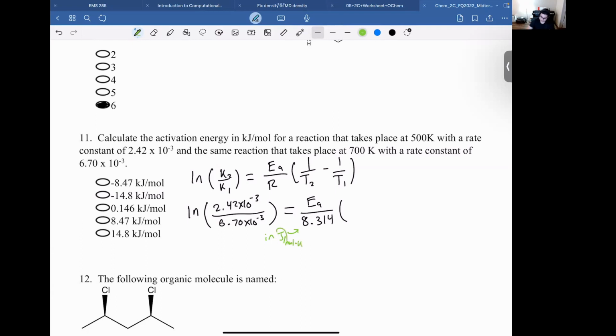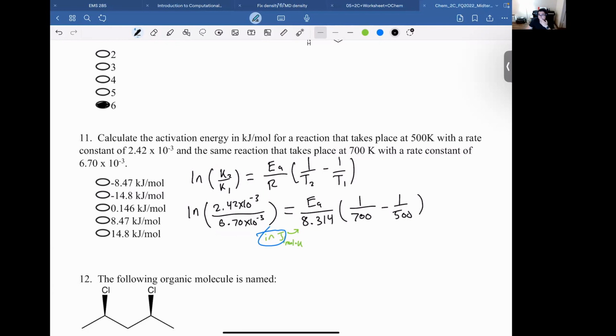Really key thing is that this is in joules. Please keep that in mind. That's the important part. So that's 8.314, 1 over T2, the temperature that corresponds to this bottom one, 700, minus 1 over 500. And then you just algebraically solve for EA.